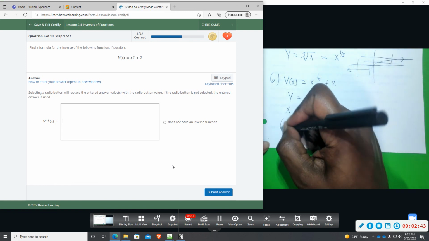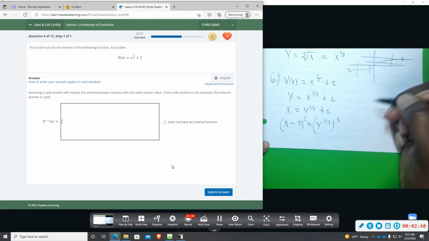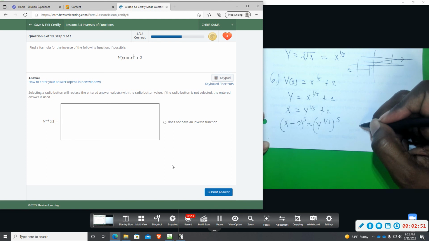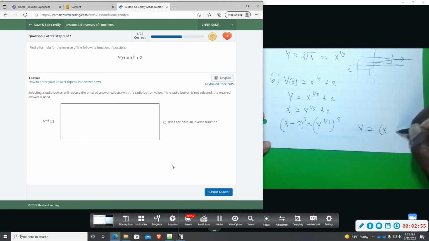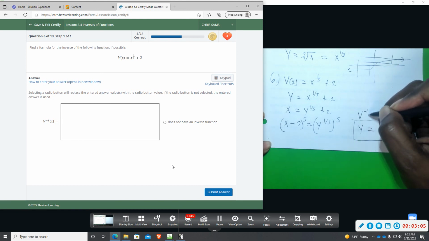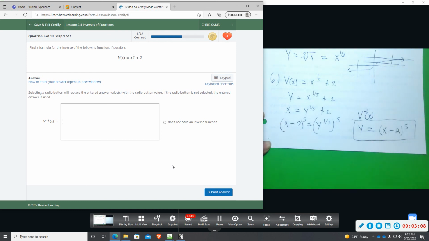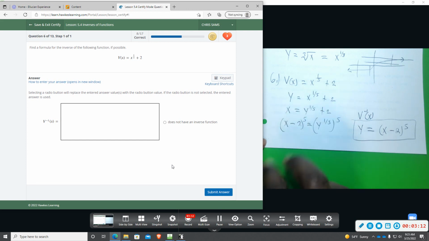Then I'm going to raise both sides to the 5th power to get rid of the 1/5, and then we would end up with y equals, and we'll just leave it like this, (x minus 2) to the 5th power. So this is our inverse, and once you have your inverse, you replace it with f inverse of x, and it's the same thing. So replace it with a y, switch x and y, solve for y, and then that is your inverse, (x minus 2) to the 5th power.